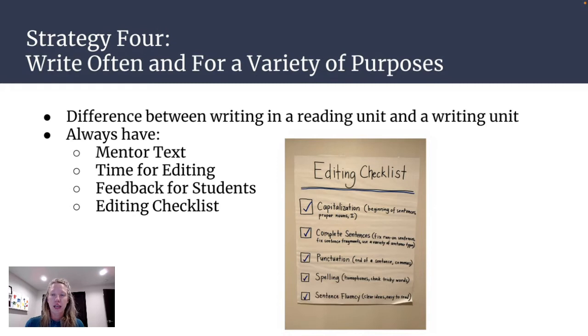I also think that no matter what type of writing you're having students do, you should have some kind of mentor text for students to look at. You should have time for students to edit. You should be giving continuous feedback to students on their writing, and possibly consider keeping an editing checklist anchor chart like the one pictured on the screen to remind students, and also to remind yourself of the prompts to give students about the different things they should be thinking about in their writing.